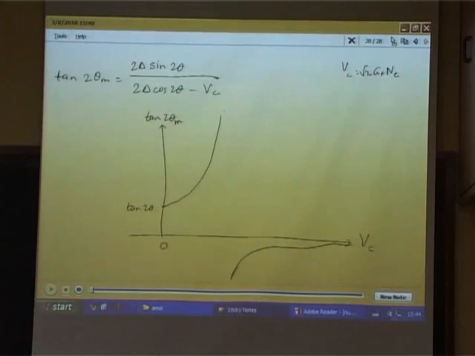So there is something special happening at this point. At this point, theta is 45. This is the point where theta is 45, which means that tan 2 theta is infinity.